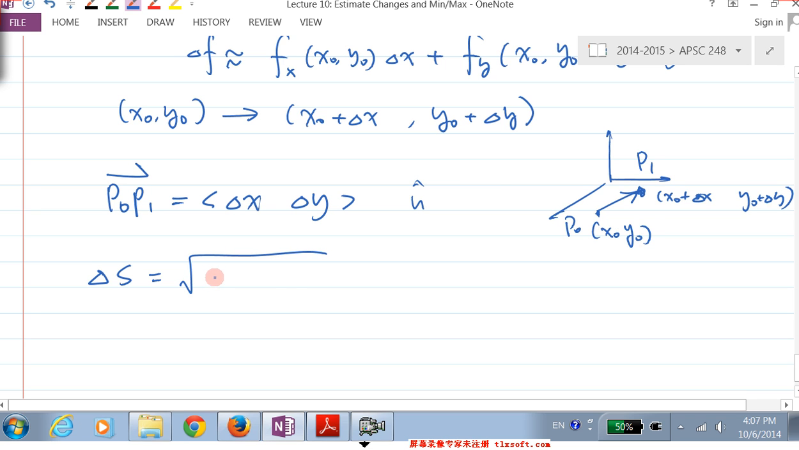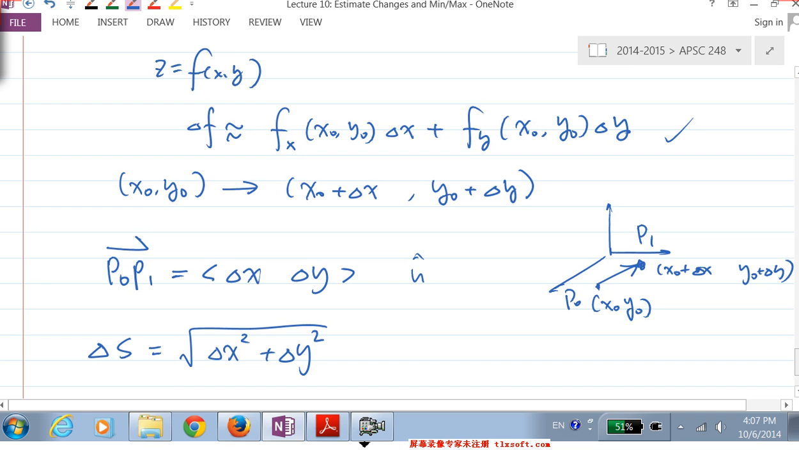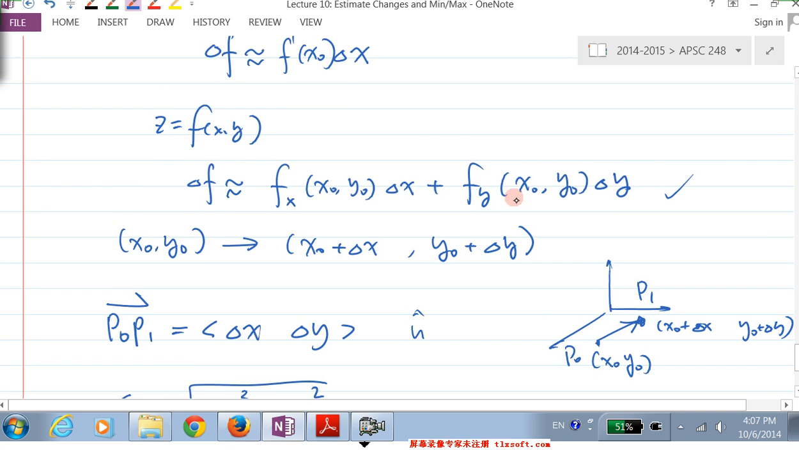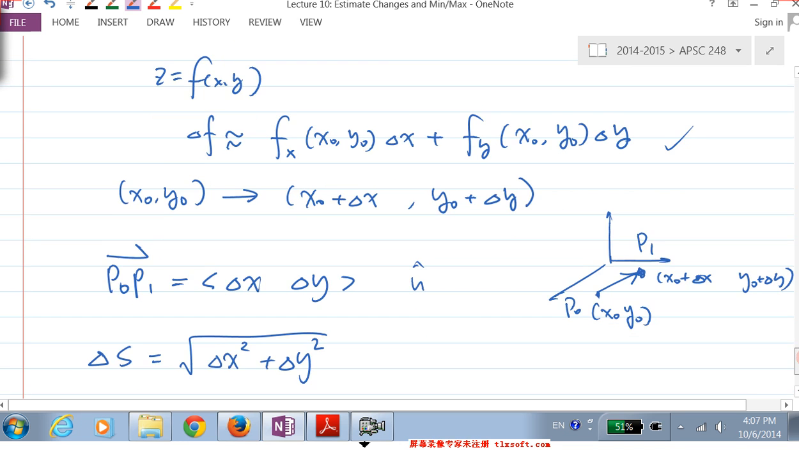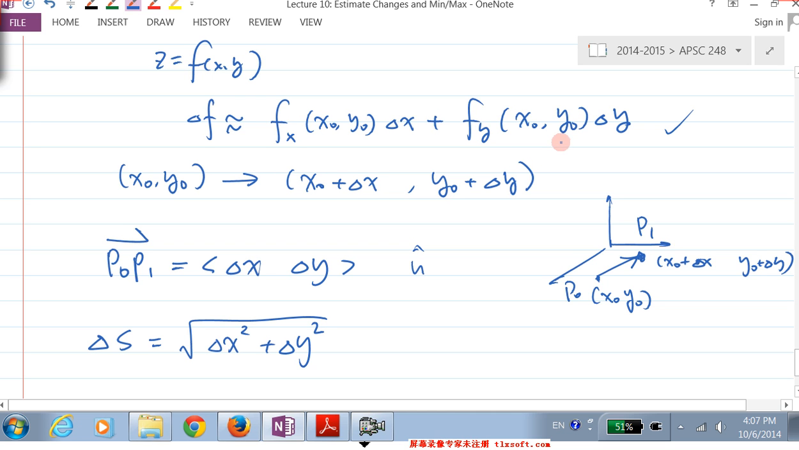What would you get? Exactly, delta x squared plus delta y squared, square rooted. And that's essentially the magnitude of P naught, P1. What I'm trying to say here is, this formula that we have learned is actually very closely related to the directional derivative idea.